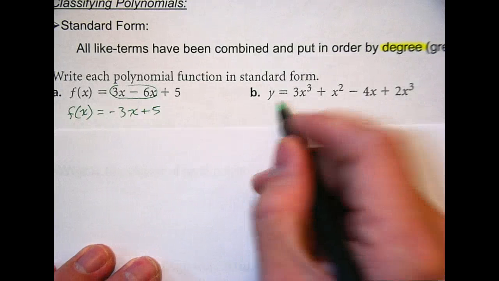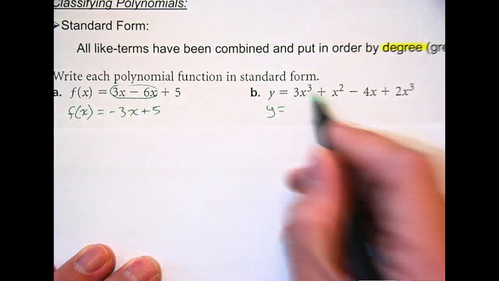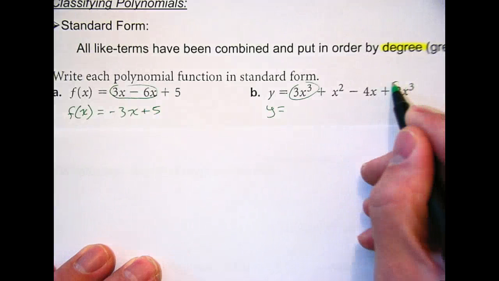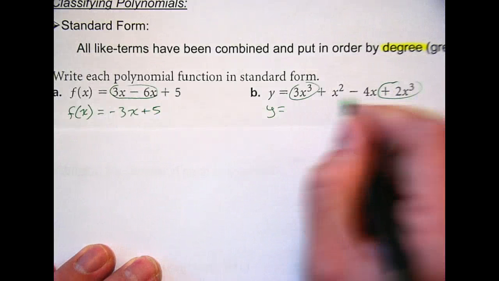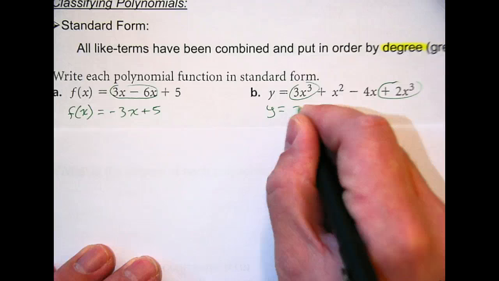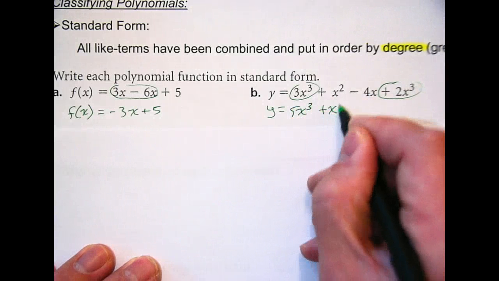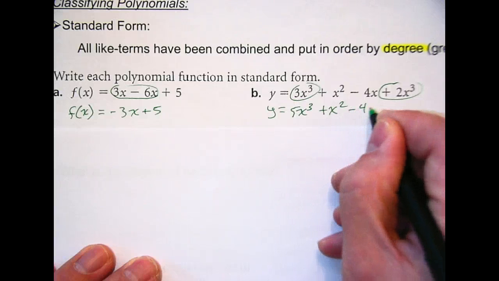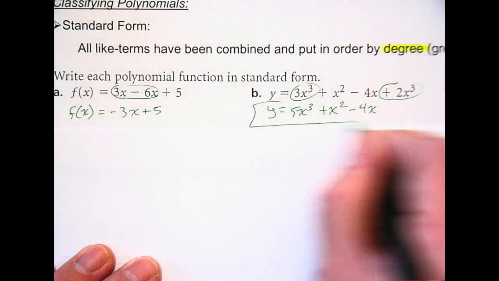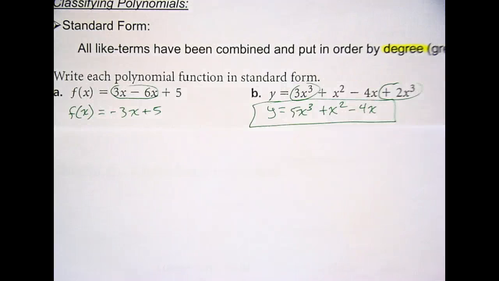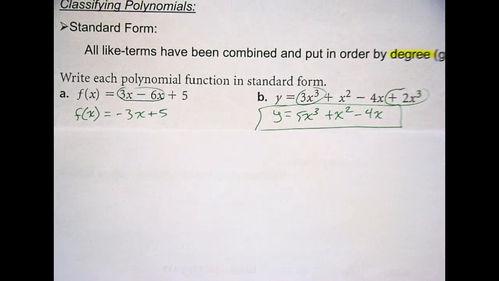All right. Here, y equals, greatest power is x cubed, and looks like we've got 3x cubed and 2x cubed for 5x cubed. And then we've got an x squared and negative 4x. Everyone get that? Okay. Any questions there? Standard form, okay, pretty basic, I hope. All right.